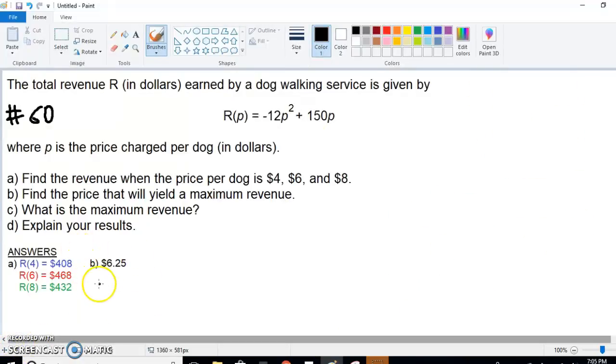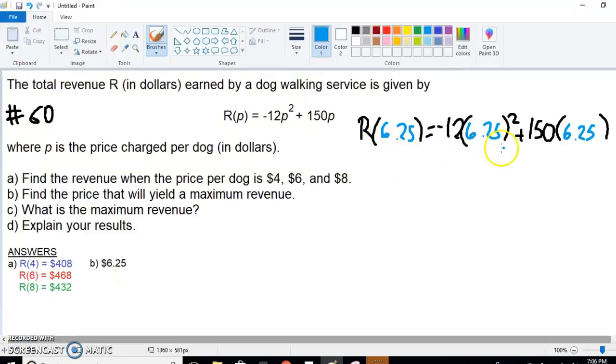All right, so we just found that there will be a maximum revenue if we charge $6.25 per dog. So now we need to find out what that maximum revenue would be. So we're going to plug in $6.25 for P. So plugging 6.25 in for P, this is what we have. And then we're back to like we did in part A. So using order of operations, we'll work this out and that will give us the maximum amount of revenue.